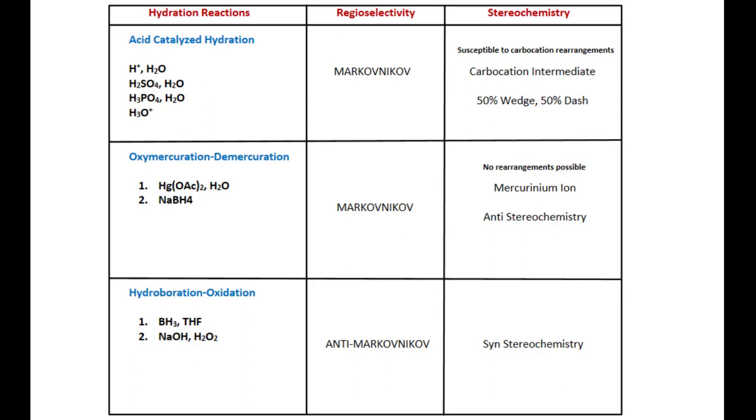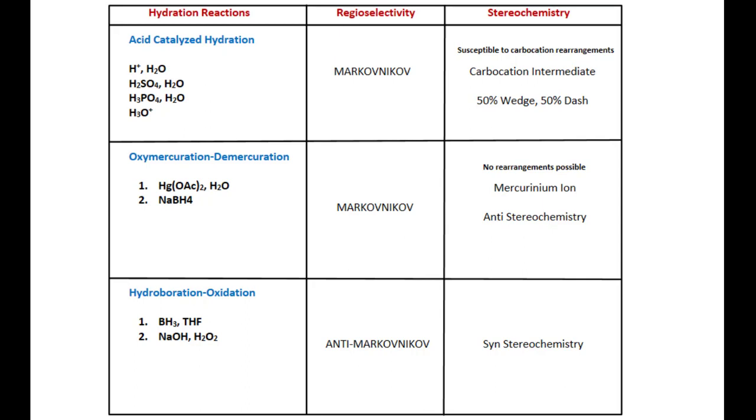Finally, the last point of comparison is stereochemistry. The intermediate, like we said, for acid-catalyzed hydration is a carbocation. Remember, a carbocation is like a piece of paper. It's flat, sp2 hybridized, trigonal planar geometry, meaning 50% of the time it can get attacked on the top face and 50% of the time on the bottom face. So if we're forming a new chiral center, we're going to get 50% R and 50% S at that chiral center.